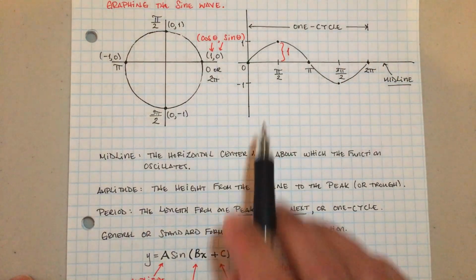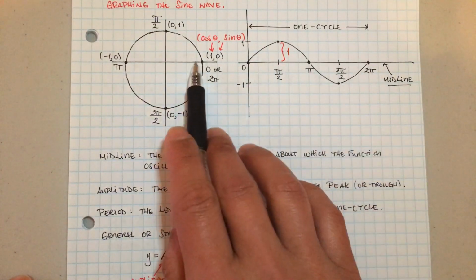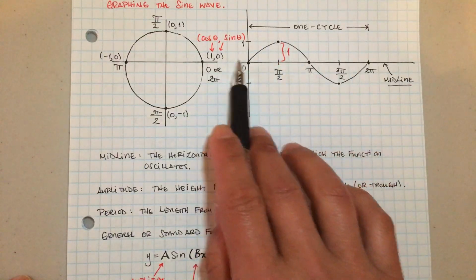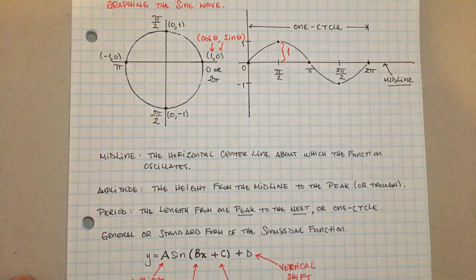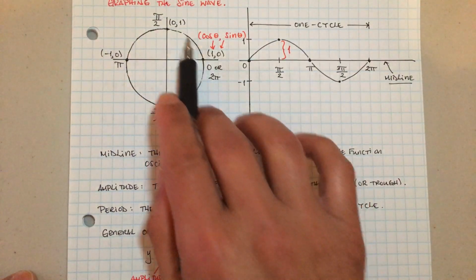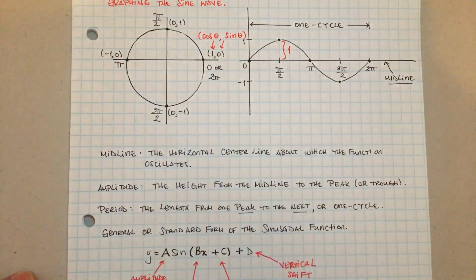The period, we already talked about it, is the one turn around the circle, okay? It takes one turn, one cycle, and that's how we get this wave. So we call this one cycle or one period. And the period is going to be 2 pi because that's how long it takes for us to get all the way back around. It takes 2 pi radians.